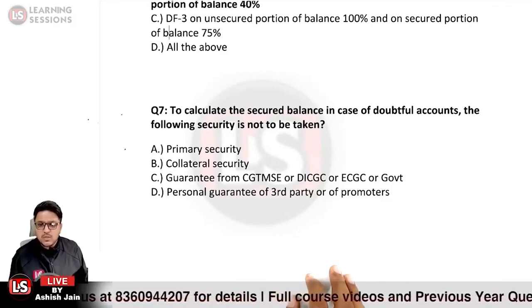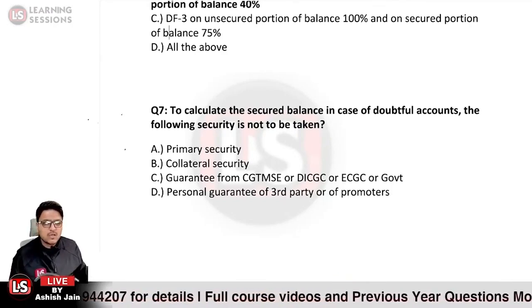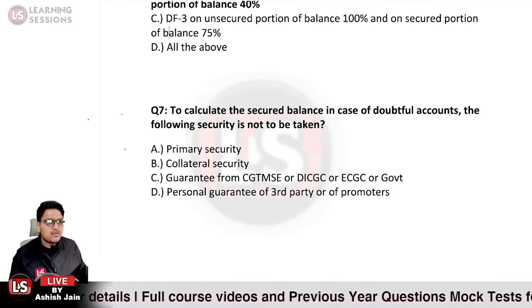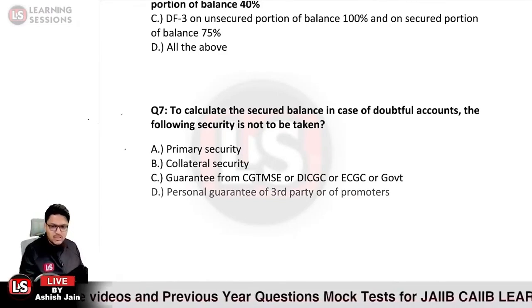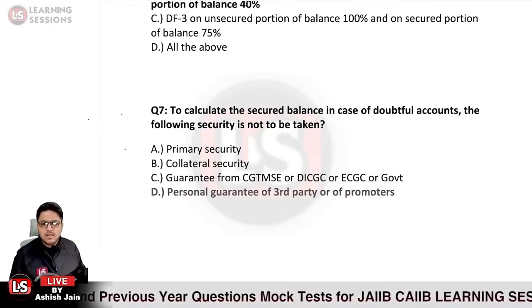Barani Vasuki has given the right answer over here. So option D in this case is the right answer.